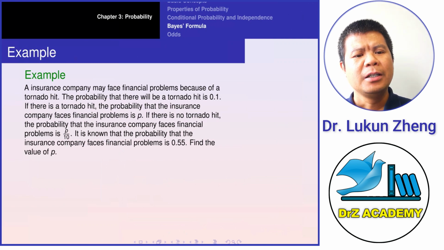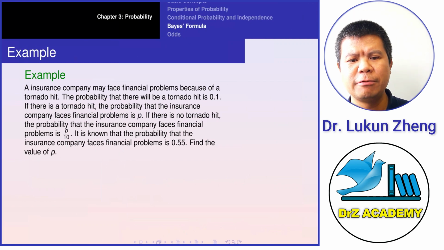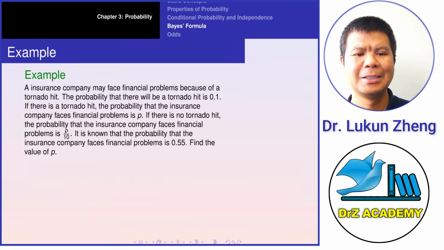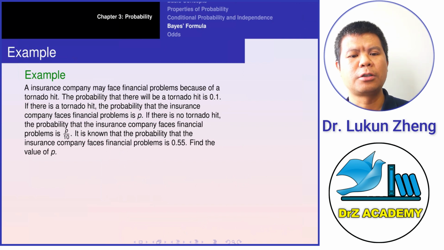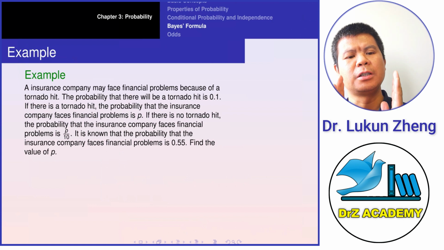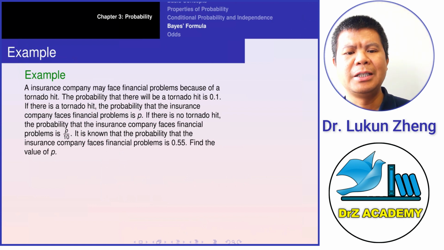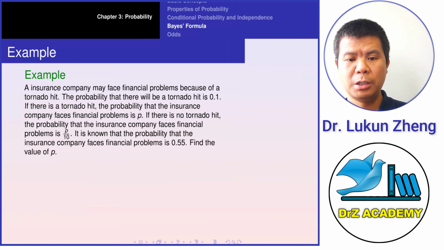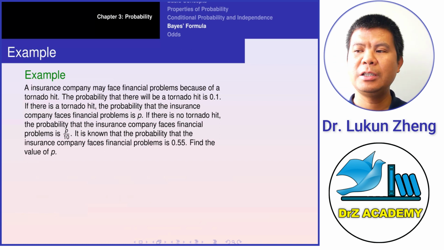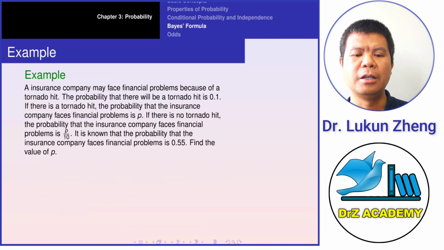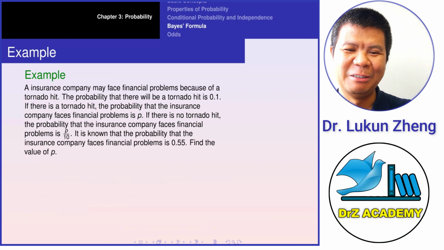An insurance company may face financial problems because of a tornado hit. The probability that there will be a tornado hit is 0.1. If there is a tornado hit, the probability that the insurance company faces financial problems is P. If there is no tornado hit, the probability that the insurance company faces a financial problem is P over 10. It is known that the probability that the insurance company faces financial problems is 0.55. Find the value of P.